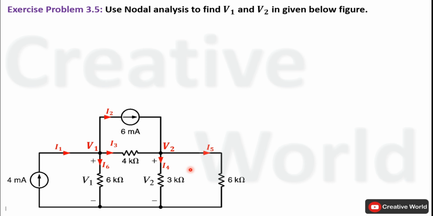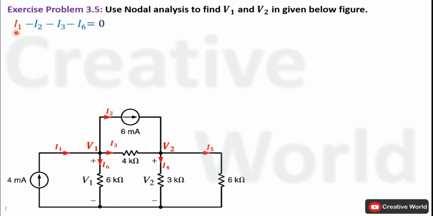Now we will apply Kirchhoff's current law on these two respective nodes to find their node voltage equations. First of all, KCL will be applied on this node. On this node, only one current is entering while the remaining three currents are leaving. So the KCL equation for this node will be: I1 is the entering current while I2, I3 and I6 are leaving currents. All leaving currents are taken with negative sign and the entering current is taken with positive sign.